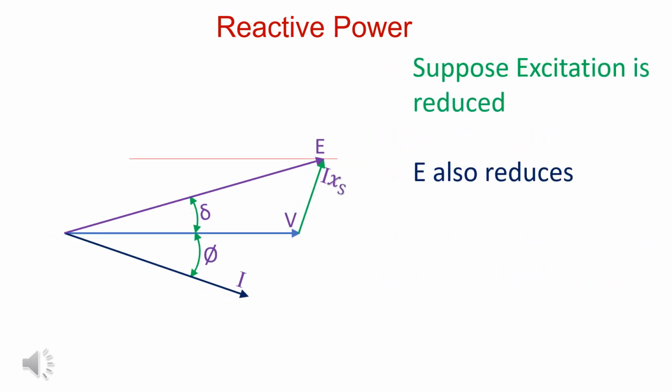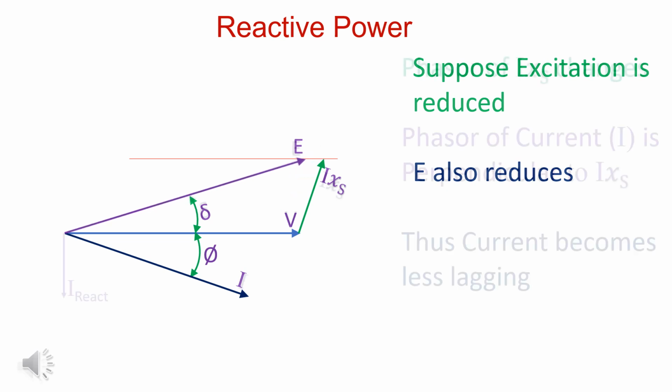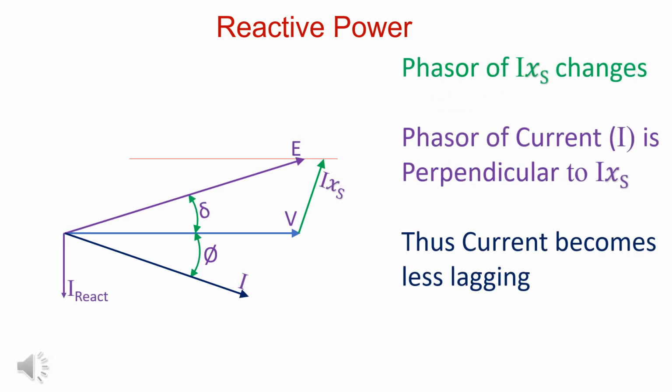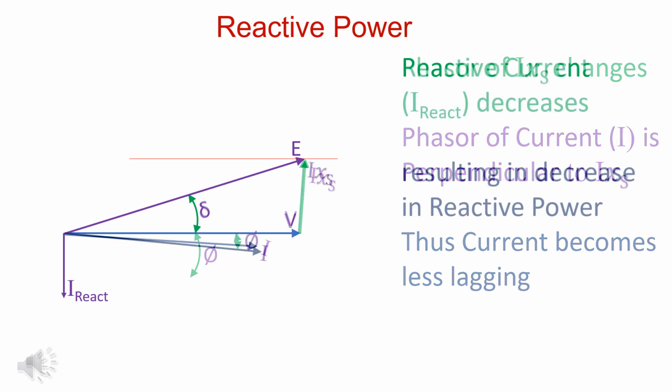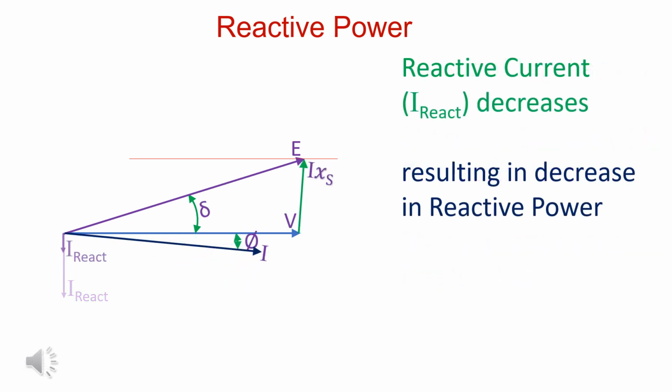Suppose excitation is reduced. E also reduces. The phasor of the I axis changes. The phasor of current I is perpendicular to the I axis. Thus, current becomes less lagging. Reactive current decreases, resulting in a decrease in reactive power.